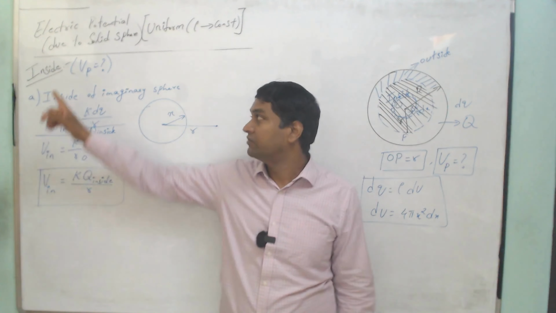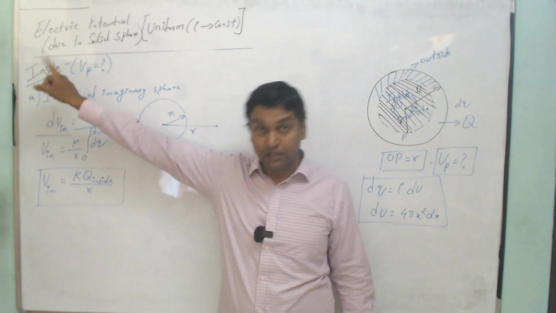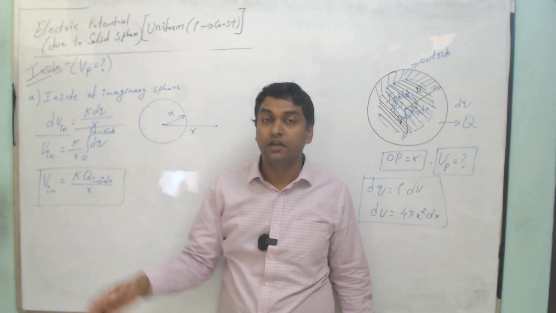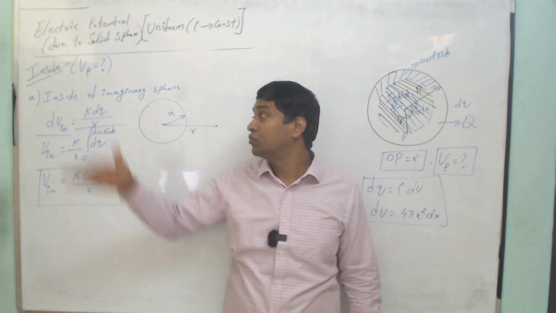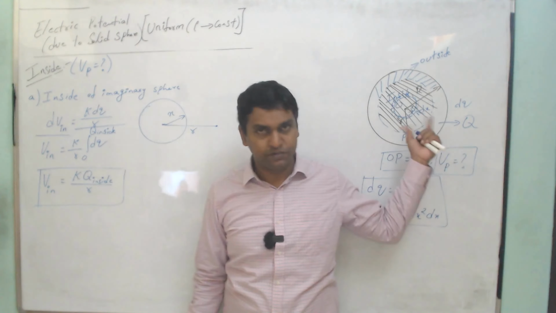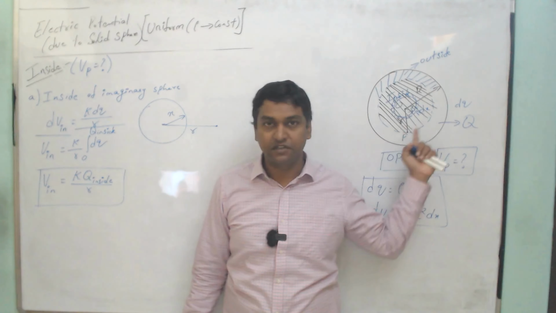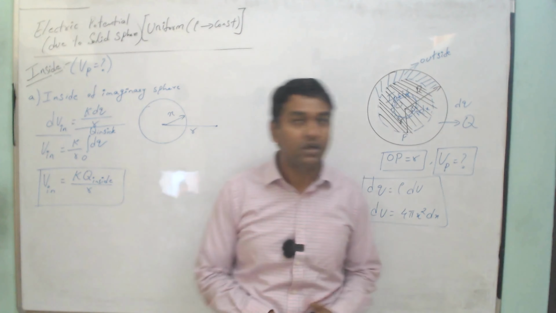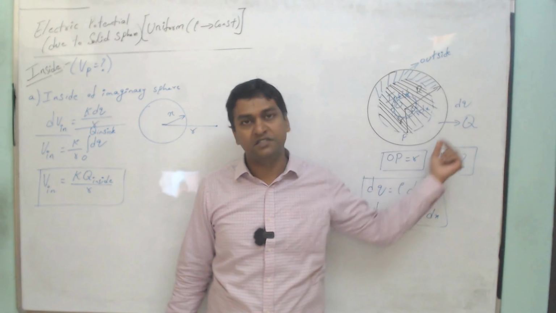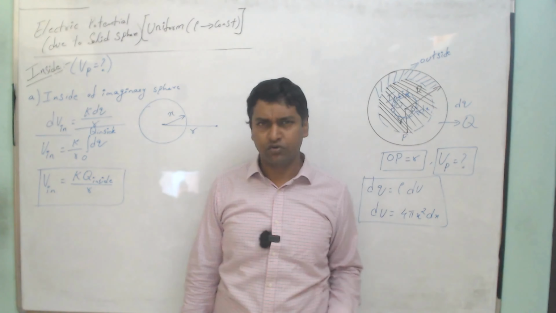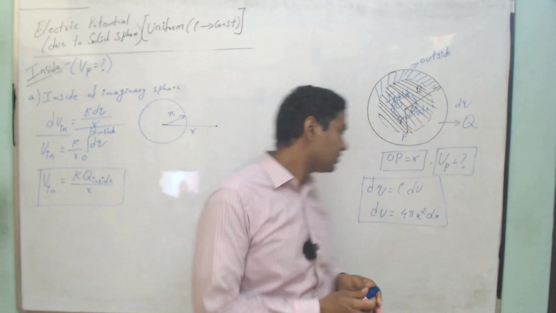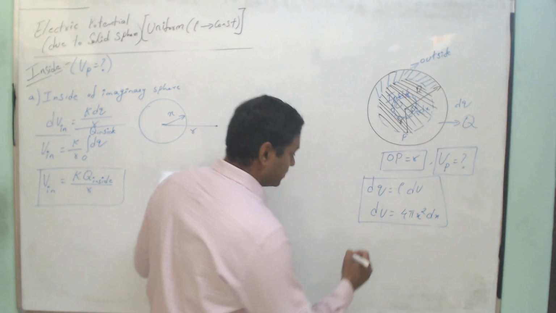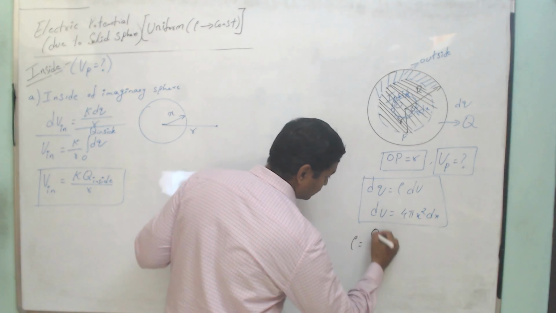But the point P is inside the solid sphere. In that case we divided into the potential due to the inside of the imaginary sphere region, which is my black highlighted region here. Due to that, I got k charge inside divided by small r. Now I have to find what that charge inside is in terms of capital Q. My charge inside I can find using my rho, because everywhere the charge distribution is uniform.